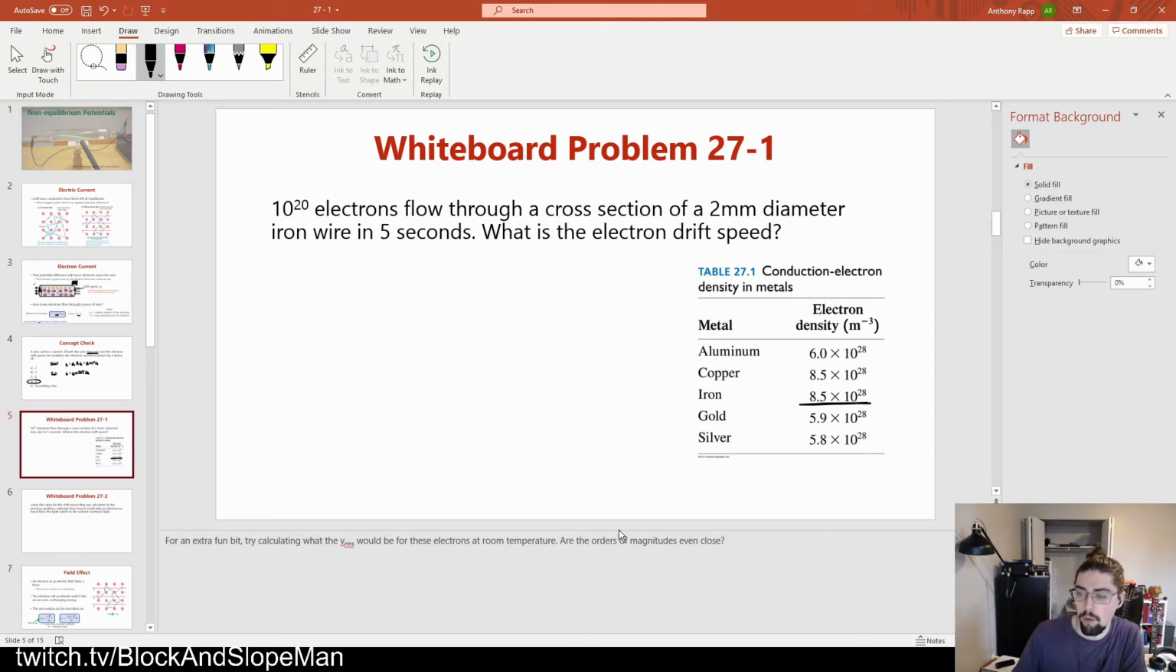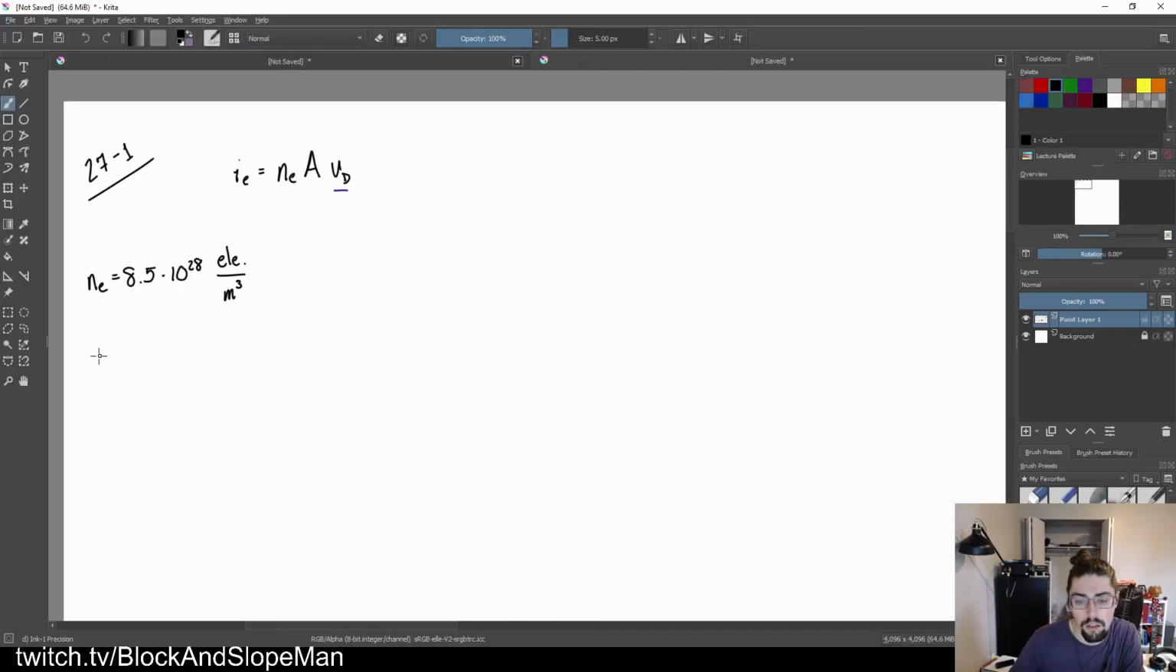Once we've got that, we also need to think about the fact that we have a 2 millimeter diameter. So diameter is equal to 2 millimeters, which I'm immediately going to convert into a radius. Radius is going to be equal to 0.001 meters. And then the cross-sectional area will be pi r squared as that comes out.